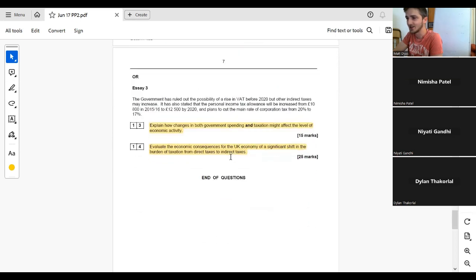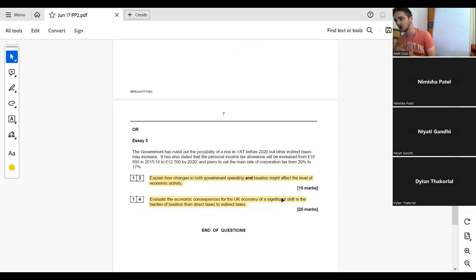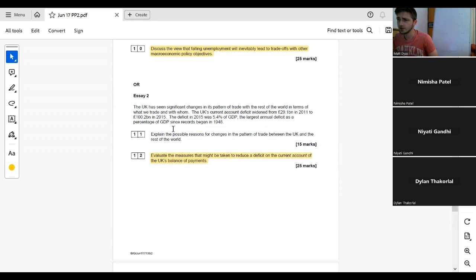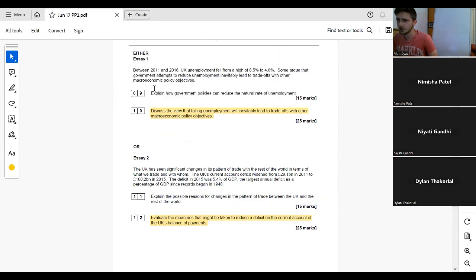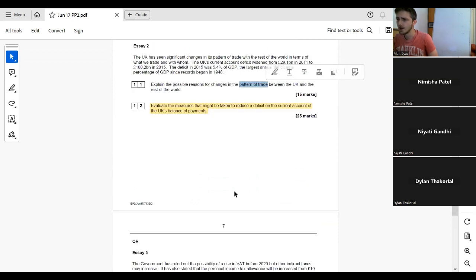Let's have a look at the 15 marker. There is only one I've highlighted here as being very ADAS relevant. That is question 13 here. I do think you could use ADAS for the others. It's just not as obvious, and it's actually probably more difficult than using it for question 11, not something I'm going to spend ages looking at. But for question 11 in particular, it's probably more difficult to use ADAS than just the base topic here, which is the pattern of trade.